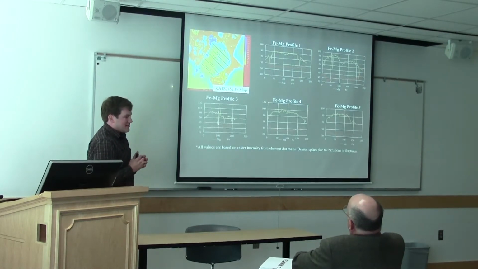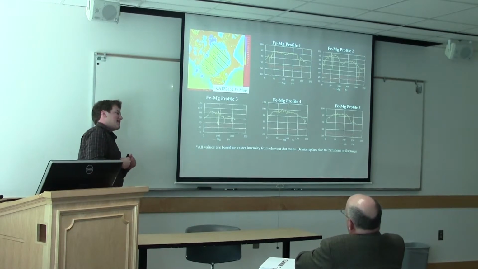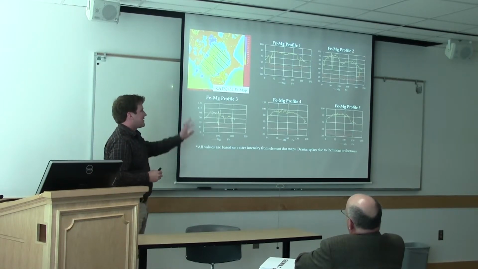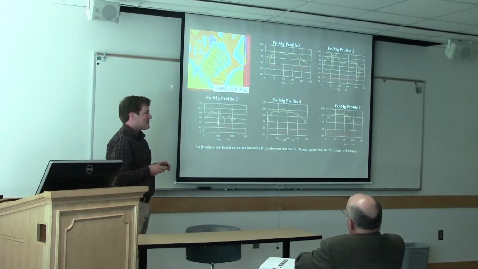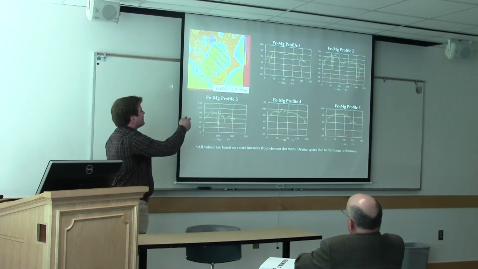So one thing that we did was we did some element dot maps, and we would load these into ArcGIS, assign false color to it, and then try to draw some profiles. So these just have to do with relative raster values. We're still trying to correlate the raster to actual weight percent. But the magnesium and the iron, they follow each other pretty well.